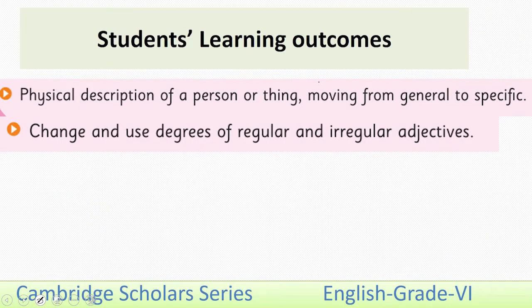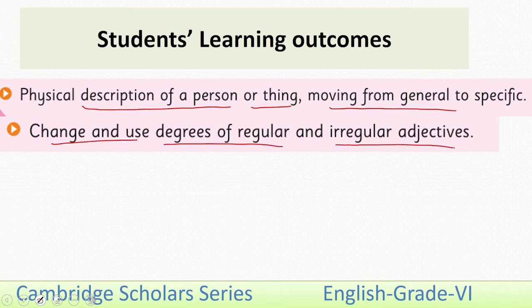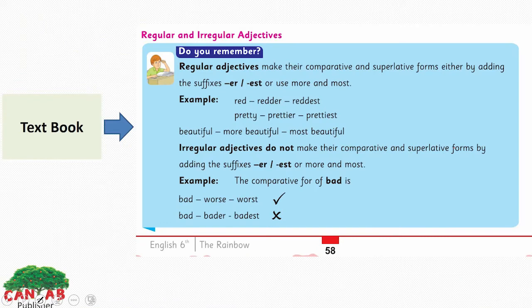The SLOs of this lesson are physical description of a person or thing moving from general to specific, and change and use degrees of regular and irregular adjectives. Today we are going to discuss the regular and irregular adjectives. In our previous lesson we discussed the adjectives of quality, quantity and absolute adjectives.